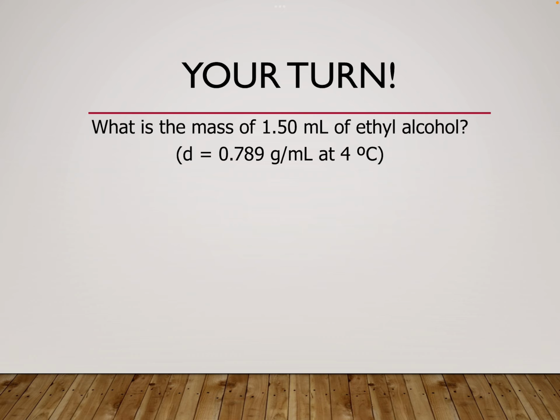All right, I want you to try this, okay? Try it using density as a conversion factor. Try not to use the density equals mass over volume equation just for right now, because I want you to get some practice on this. So try to solve this problem. We want to know the mass of 1.50 milliliters of ethyl alcohol. Pause here, try this out, and come back when you're ready to see the answer.